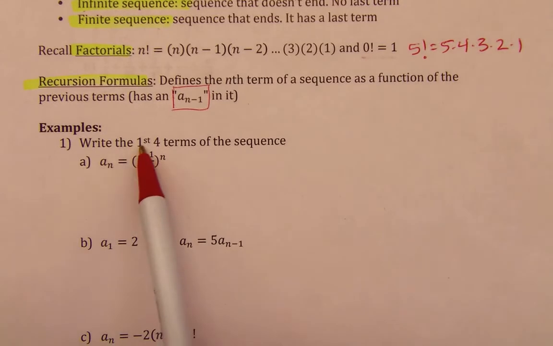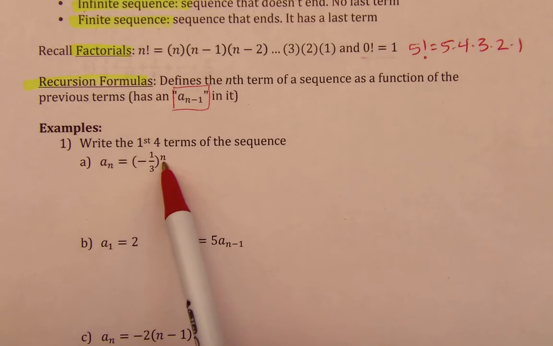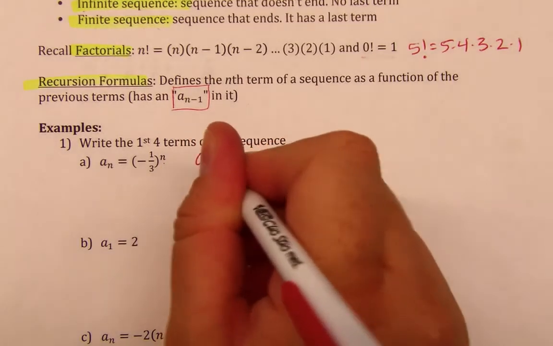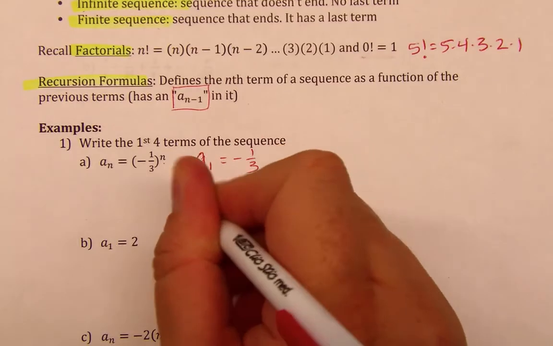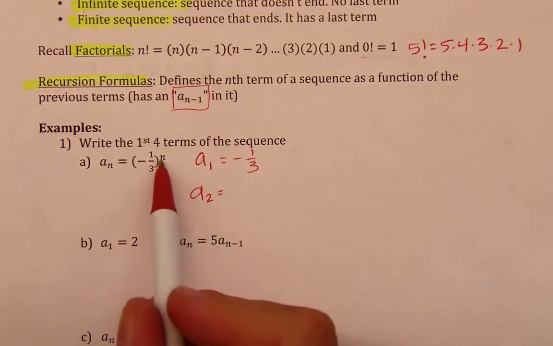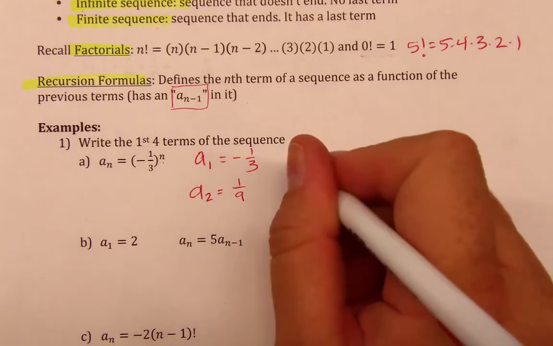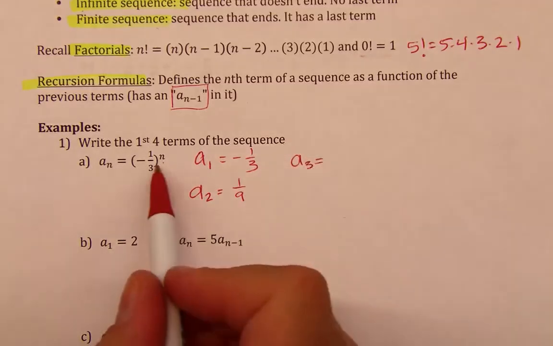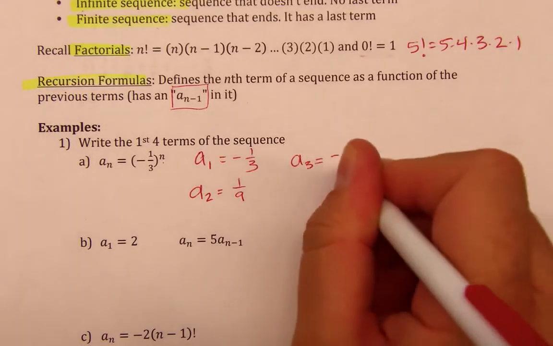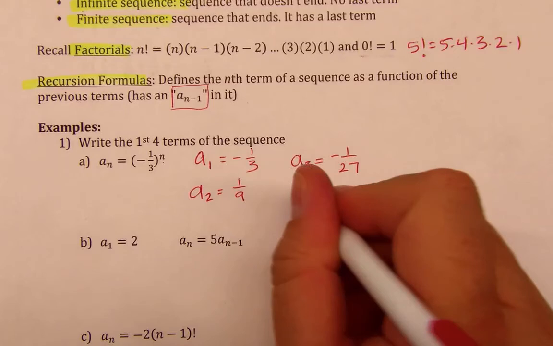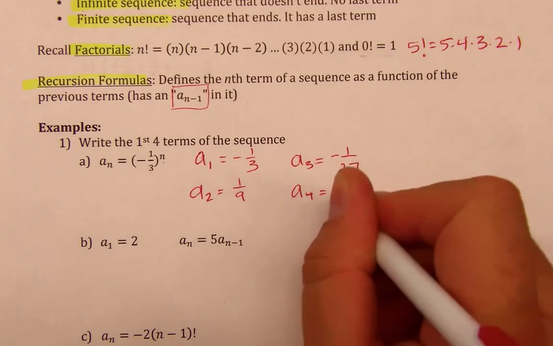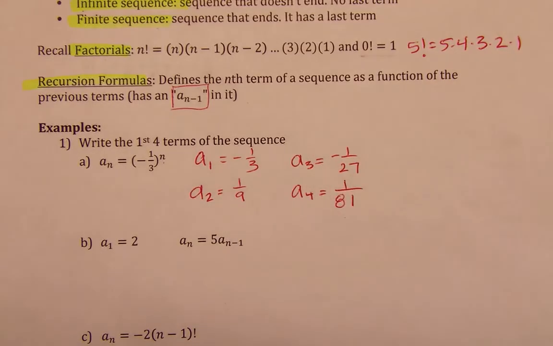First it says, write the first 4 terms of the sequence. So typically we start at 1. So plugging in 1 here, I have negative 1/3. A sub 2, squaring this would be 1/9. A sub 3 would be negative 1/27. And a sub 4 would be 1/81.